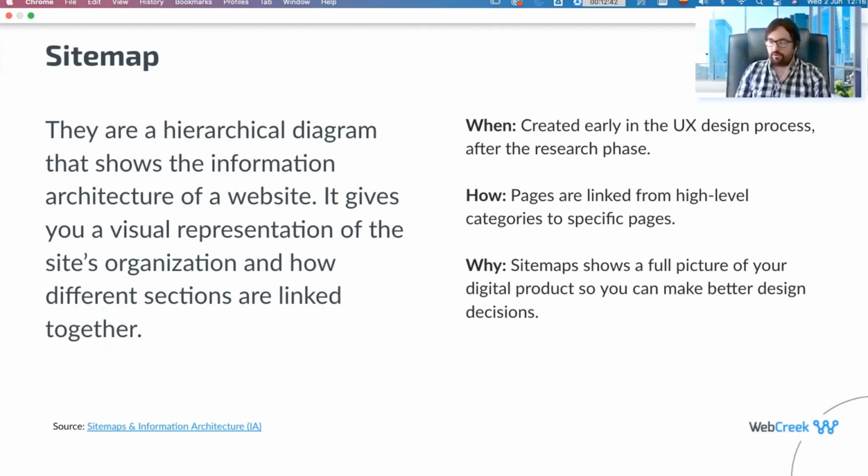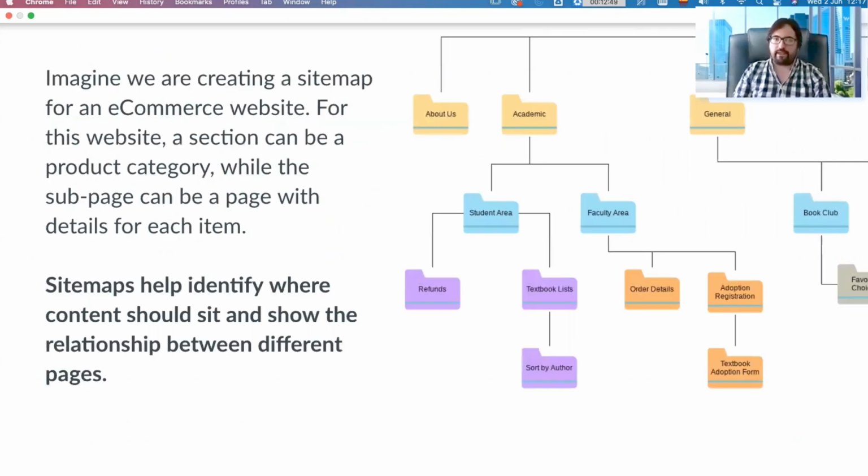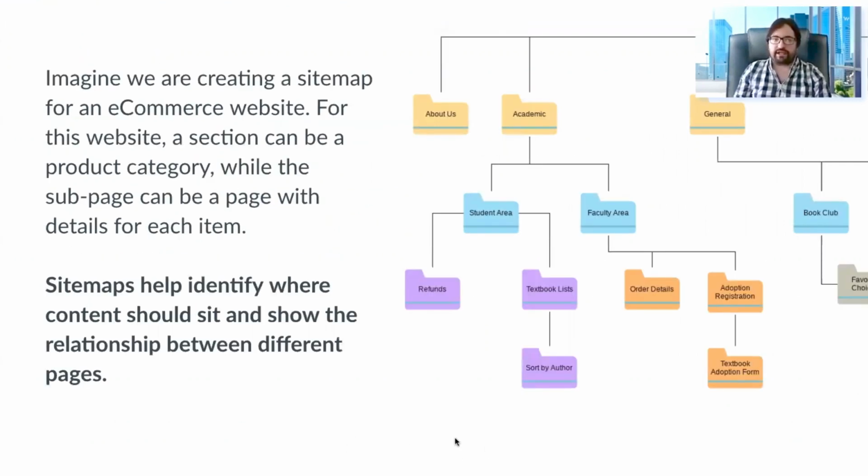And why do we do this? Sitemaps show a full picture of a digital product so you can make better design decisions. So imagine we're creating a sitemap for an e-commerce website. For this website, a section can be a product category, while the subpage can be the details within each item. So again, sitemaps help identify where content should sit and show the relationship between different pages.